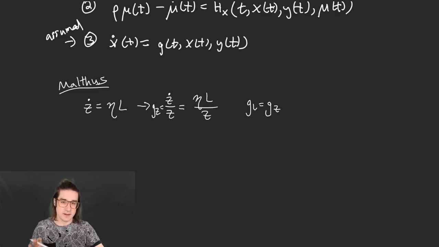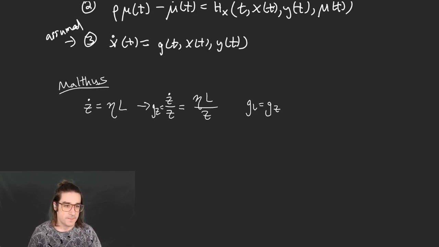So that's a little tricky. When people first see it, it's not obvious, especially when it's just a pure linear thing. But basically that's how you can do it: at the end of the day, you want this growth rate of Z to be constant.